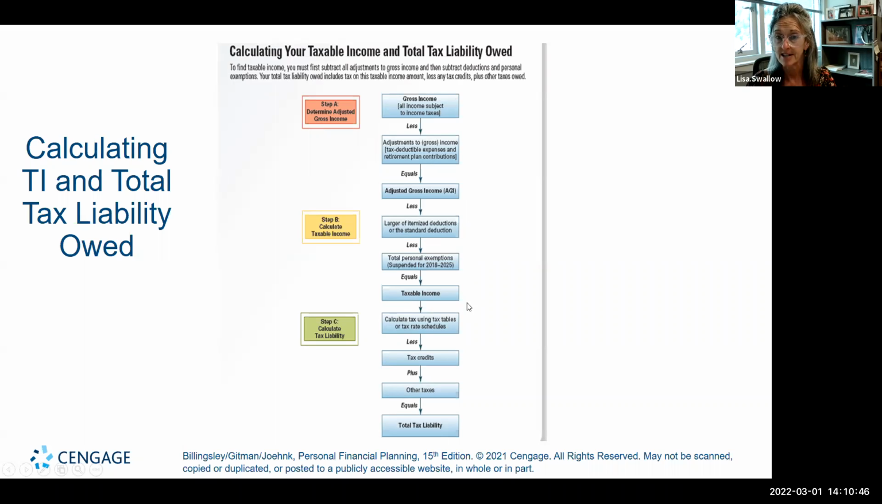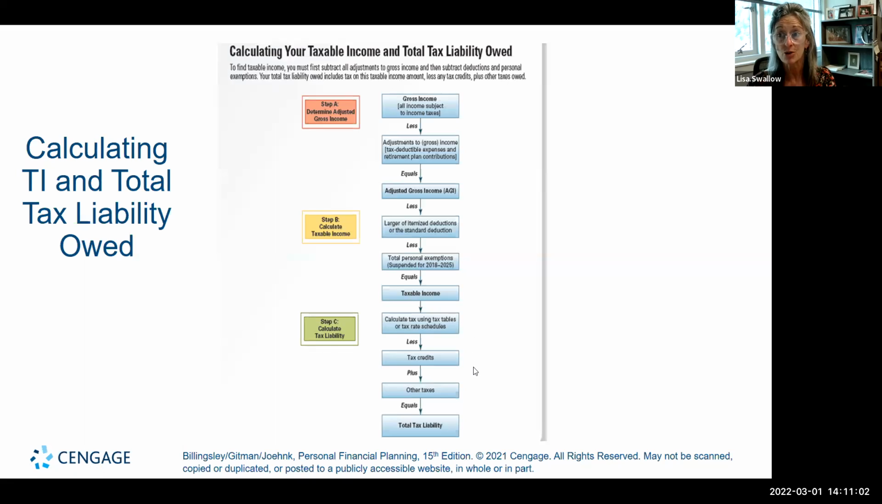And then that takes us down to TI. Then we're going to go learn how to use the tax tables to calculate tax, and from there, you figure out how much your tax is.